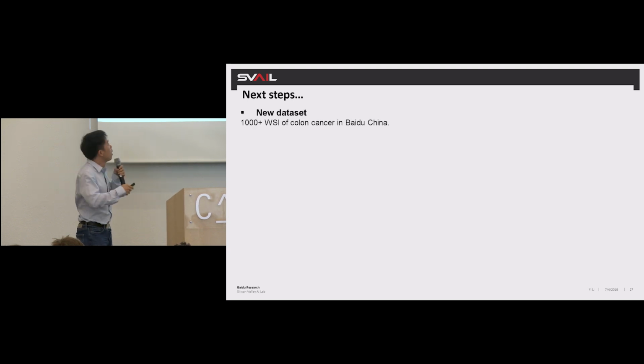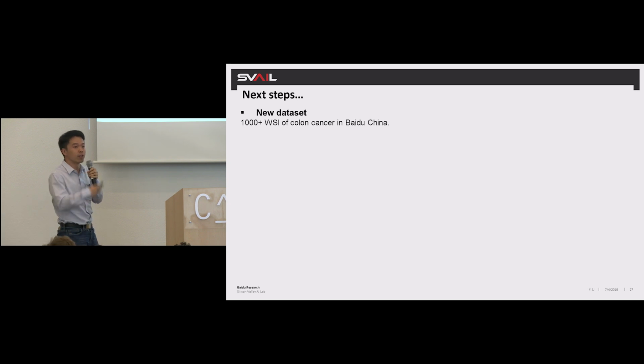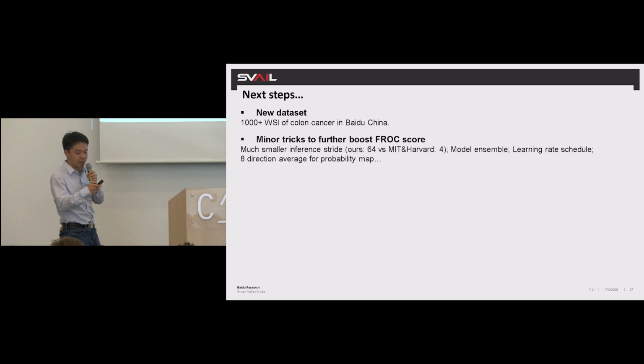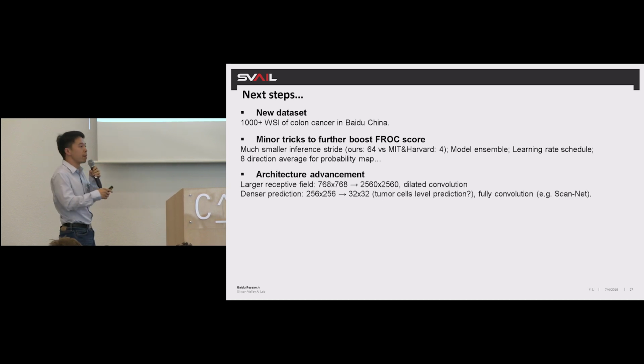So next steps. First, I was very glad to be told that there are actually 1,000 more slides of colon cancer in Beijing, not here, not in the US. So I'm going back to the headquarters at the end of this month to try my algorithm on the new data set. Hopefully we can still maintain this high FROC score there. And for FROC score improvement, I think there are minor tricks to further boost it, like using a much smaller inference stride, model ensemble, scheduled learning rate, and different ways to obtain the probability map. But in terms of architecture advancement, there are more interesting things I'm going to try next.